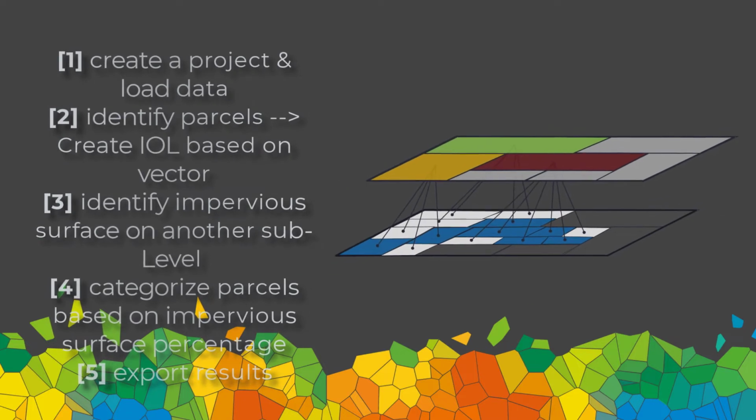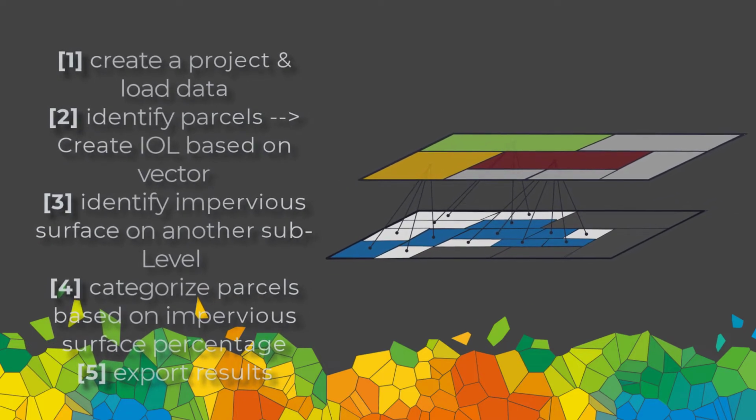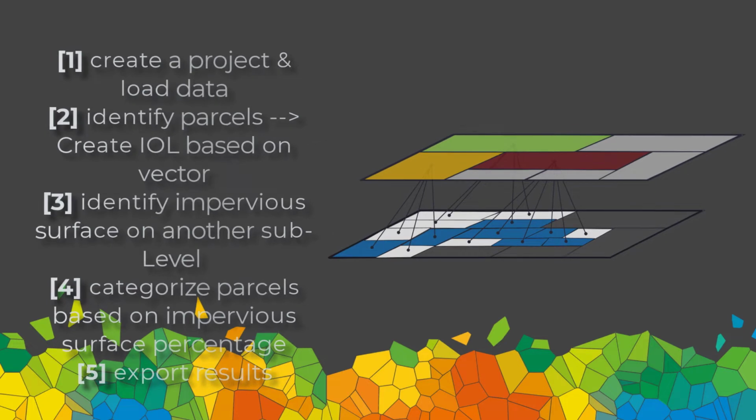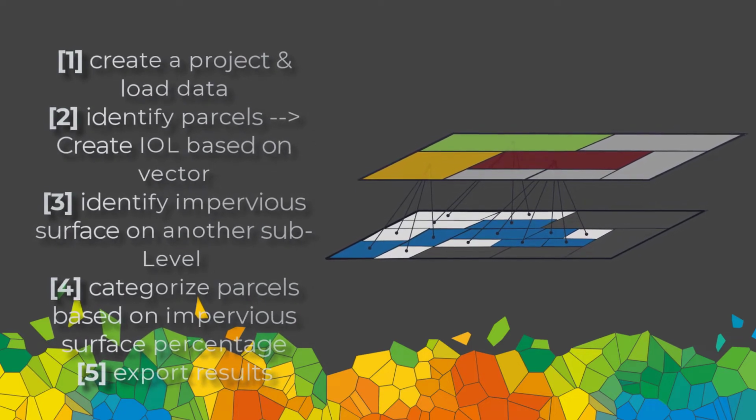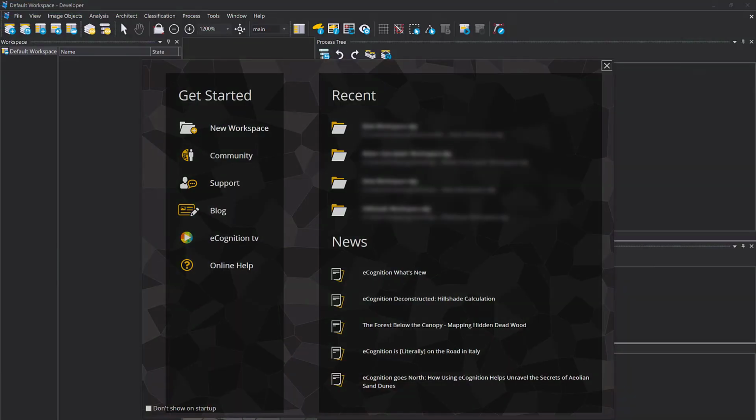And then we're going to categorize the parcels based on the impervious surface information of the sublevel. So we're going to compute a percentage of impervious surface for each parcel on the super level based on the sublevel classification, and we're going to assign classes to the super level parcels, and finally we're going to export our results. So that's going to be the workflow that we're going to implement in eCognition.